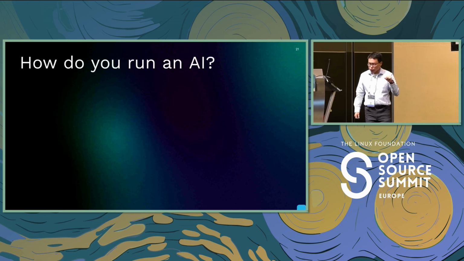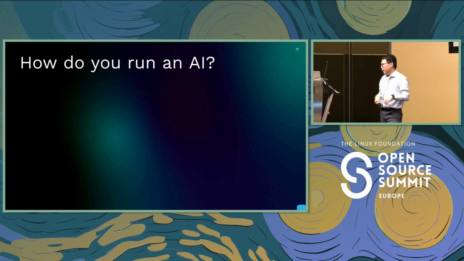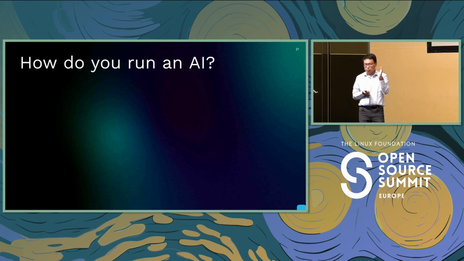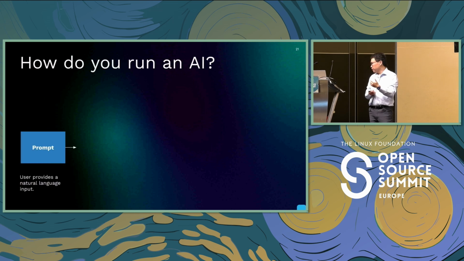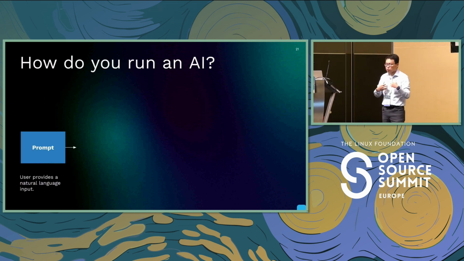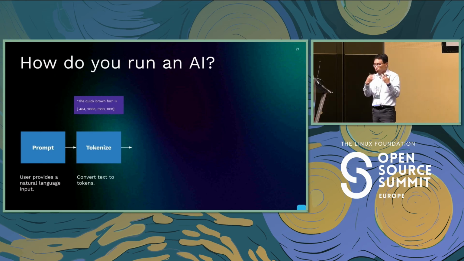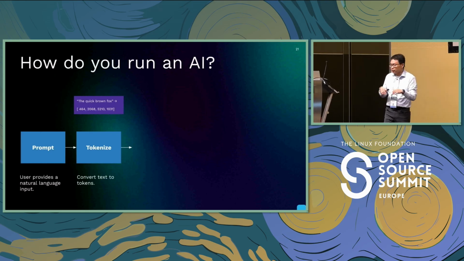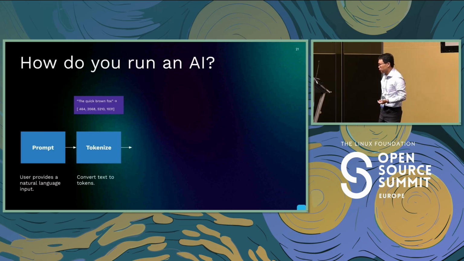So how do you actually run an AI? You download all these weights. It's just all these numbers. And if you think about it, there's a process that you follow to actually get an AI to do something. You typically start with an input or a prompt, so you ask it a question. You translate that input into numbers. That's called tokenization. So for the quick brown fox, here's a vector of 4 numbers. You convert that text to tokens.